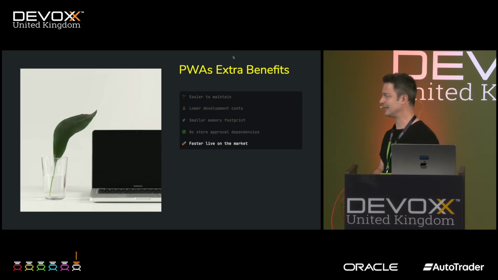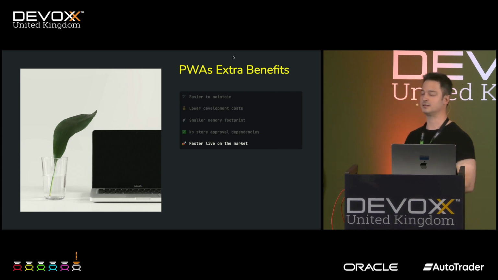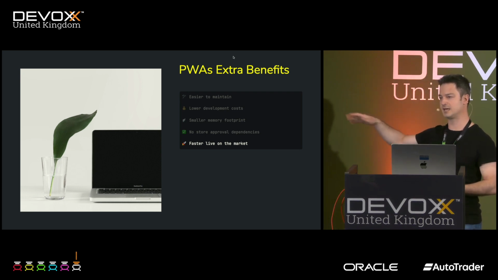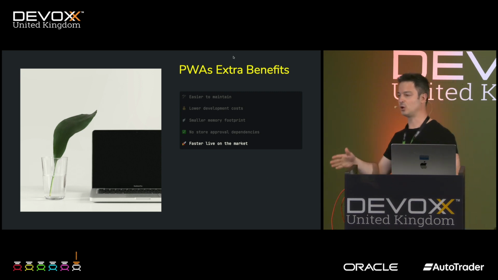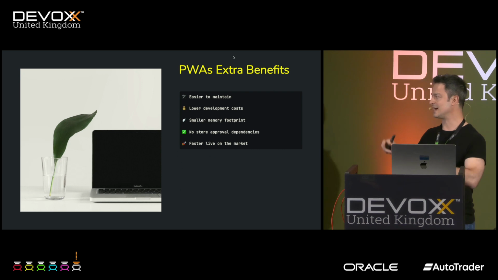This means also that, thanks to this, we are faster live to market, because we don't have to wait for these constraints. We deploy to our server, and we are live from that moment. So these are some of the benefits that are really specific to progressive web apps.